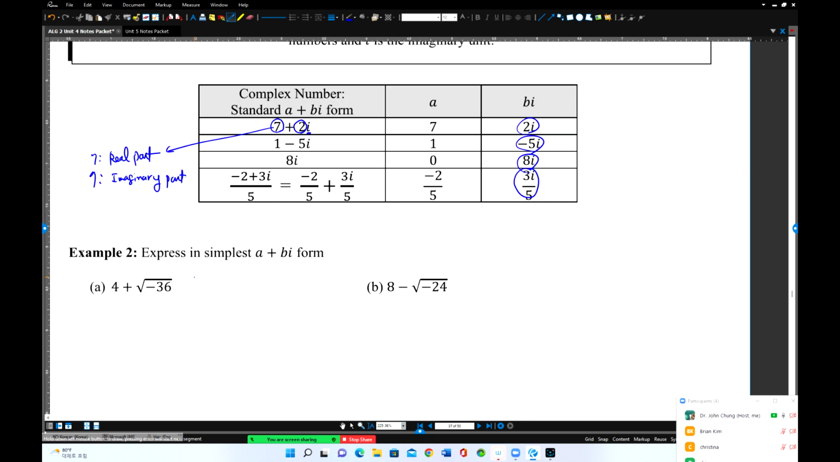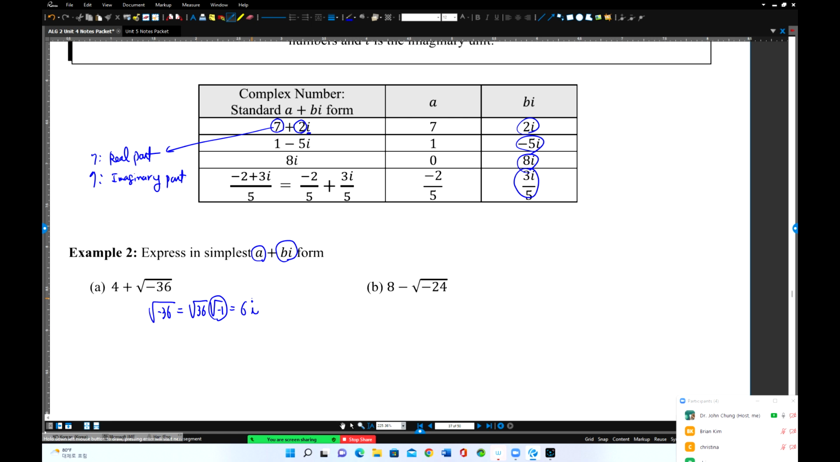So we're going to express this one in a plus bi form. This is what? Real and imaginary. Negative 36 is negative 36 times square root of negative 1. This is i. Square root of 36 is 6. You can use 6i. That's it.